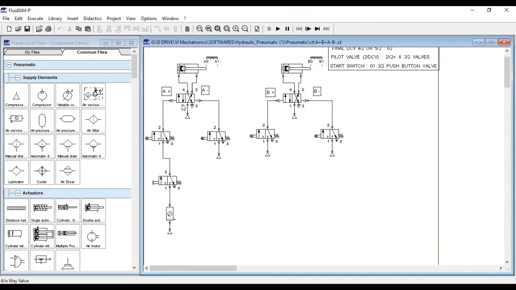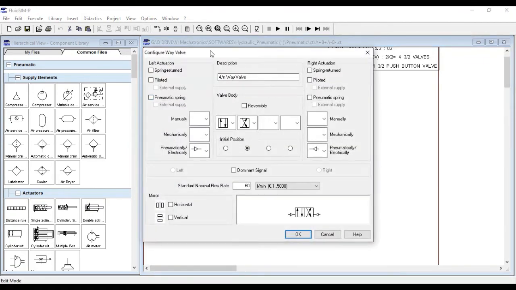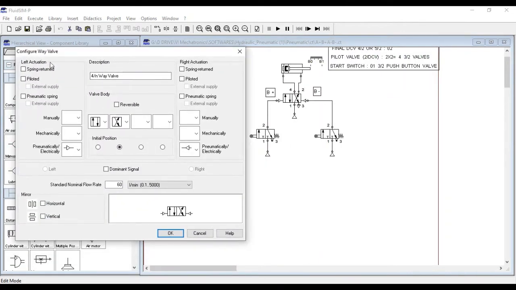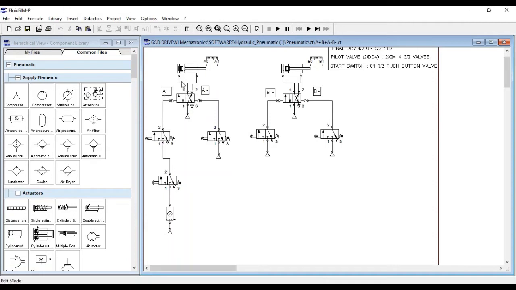Here is how I have configured this: just double click on it and you will see that the actuation on left and right is either pneumatic or electrical. This is nothing but pneumatic supply, compressed air. You can see this symbol is for compressed air, so this is pneumatically actuated on both sides. So how is A plus going to happen? A plus will happen only when this line is connected to compressed air and it pushes the valve to the actuated position, and then this one will be connected to port 4 and you will get A plus. So if you want A plus, you have to actuate this line.